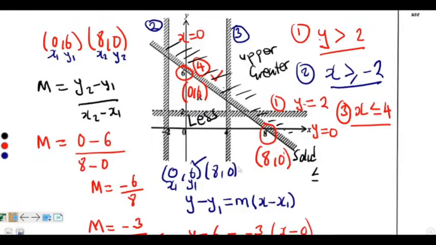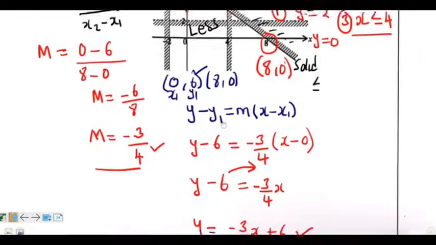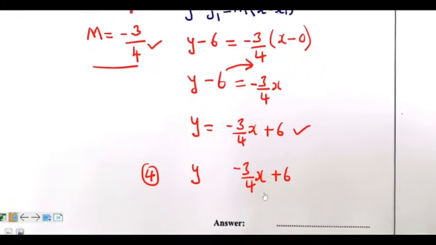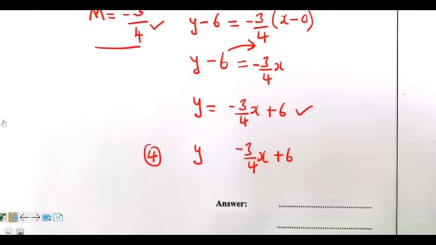So here we are just going to focus on our equation. We are going to say y is less than or equal to negative 3 over 4 x plus 6. So this is our inequality. So we have answered this question. We now move on to the next one.